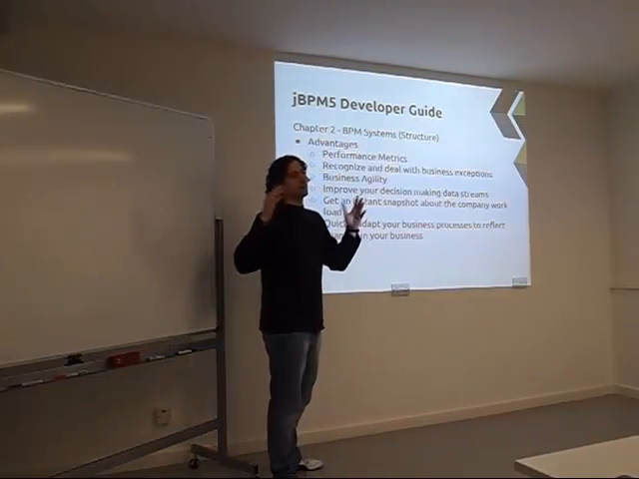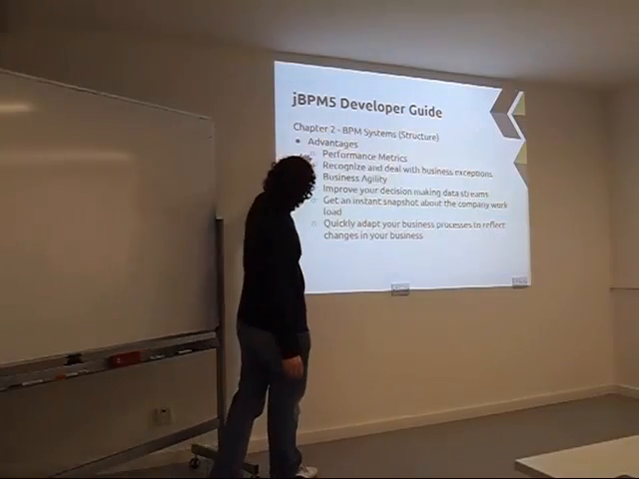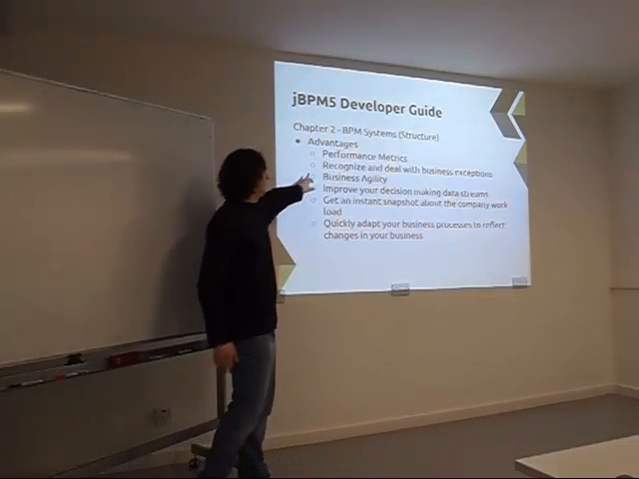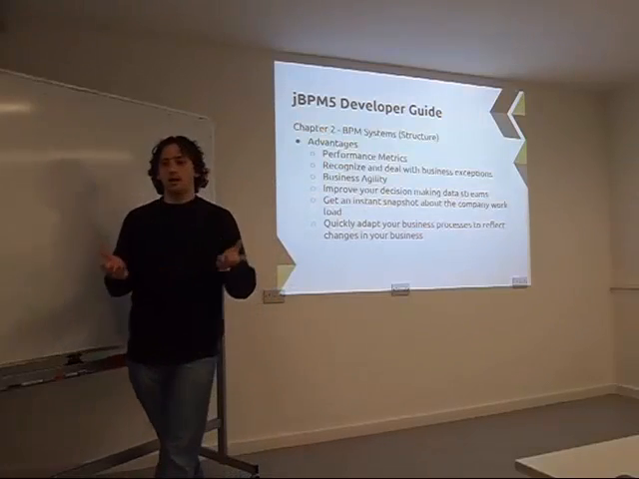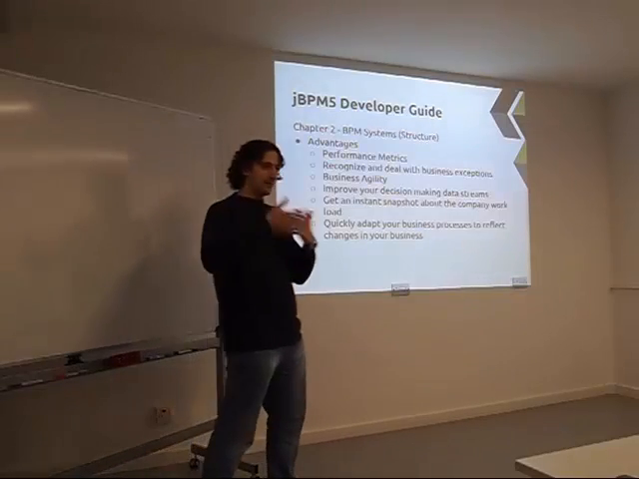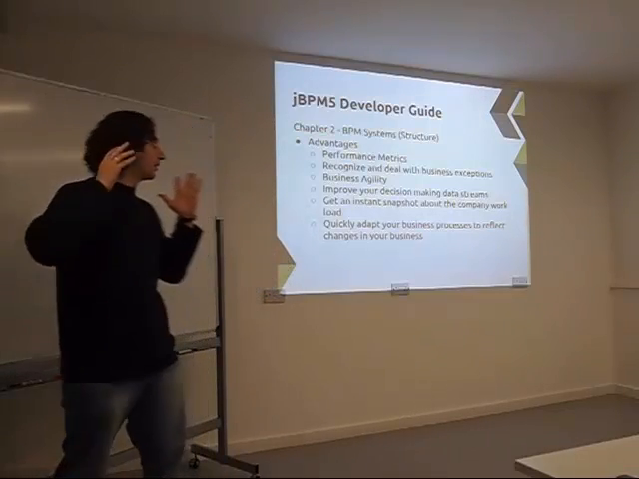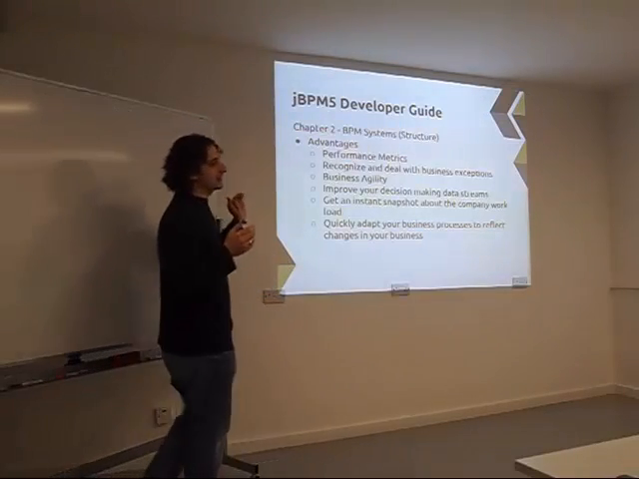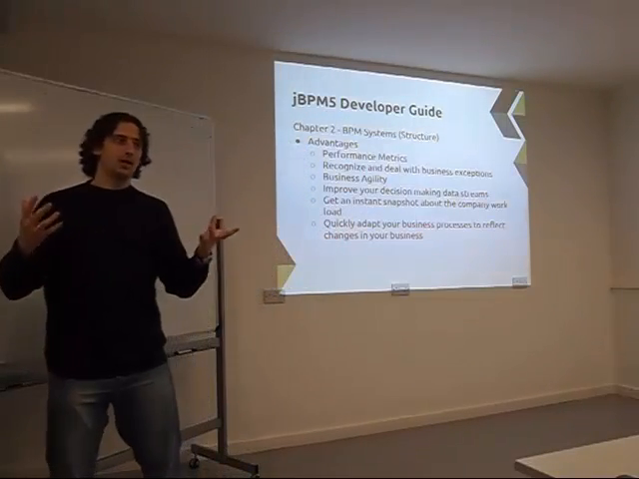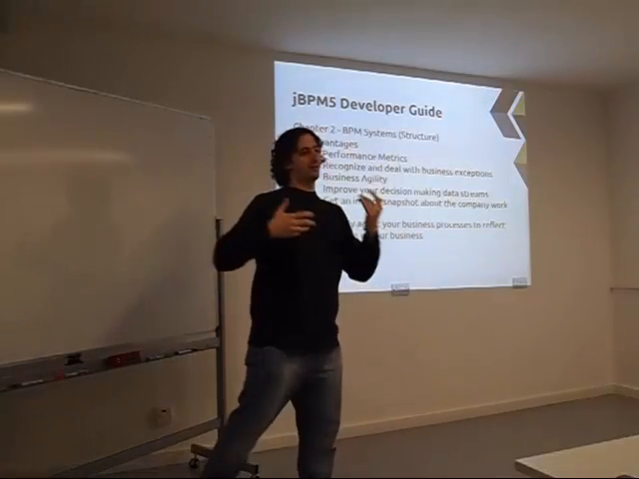Once we have our processes formalized, we know what our processes are, we can start taking performance metrics, for example. We can recognize and deal with business exceptions. So if we can find and identify an exception or exceptional path in our processes once we have formalized them, we can recognize these exceptions, and if these exceptions are recurrent, we can modify our processes in order to adapt to them, because maybe it is not an exception, it's something that we haven't thought about.